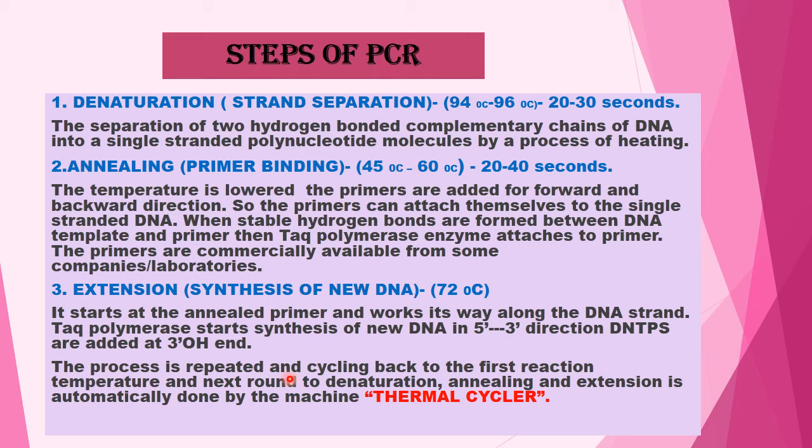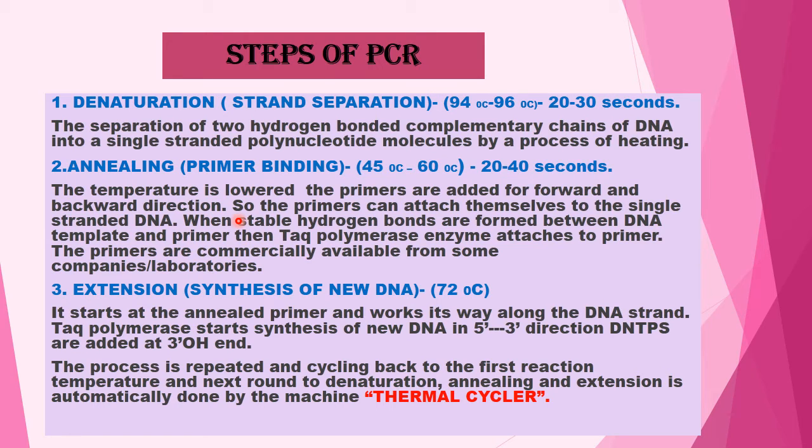The process is repeated, cycling back to the first reaction temperature and the next round of denaturation, annealing and extension, done automatically by the machine called a thermocycler. So these are the steps involved in PCR: denaturation, annealing and extension. In denaturation, the double stranded DNA is simply separated into single stranded DNA. In annealing, the primer binds to the template.